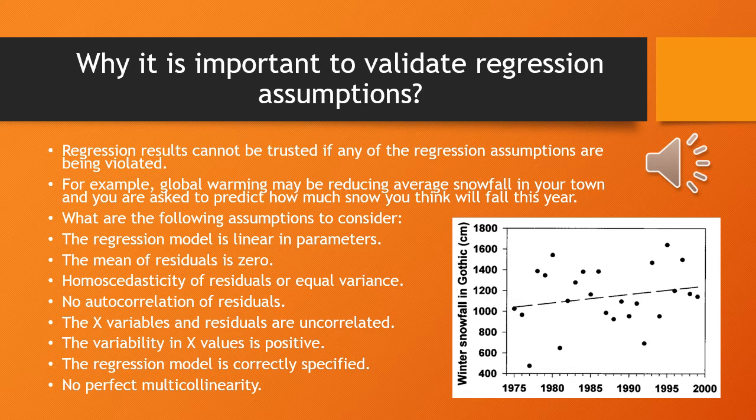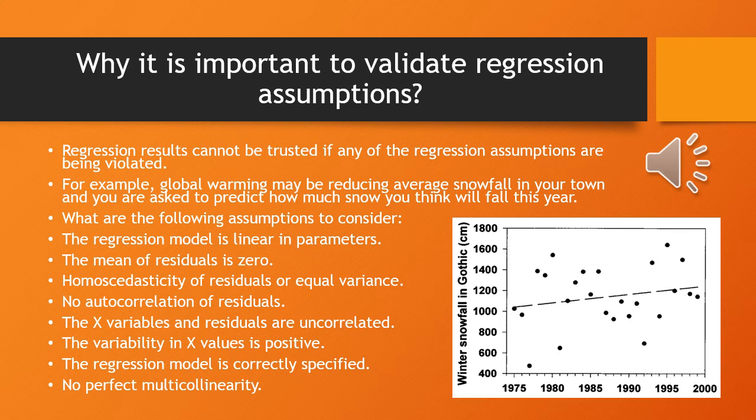Why it is important to validate regression assumptions. Regression results cannot be trusted if any of the regression assumptions are being violated. For example, in the diagram presented, global warming may be reducing average snowfall in your town, and you're asked to predict how much snow you think will fall this year. So we need to consider the following assumptions.